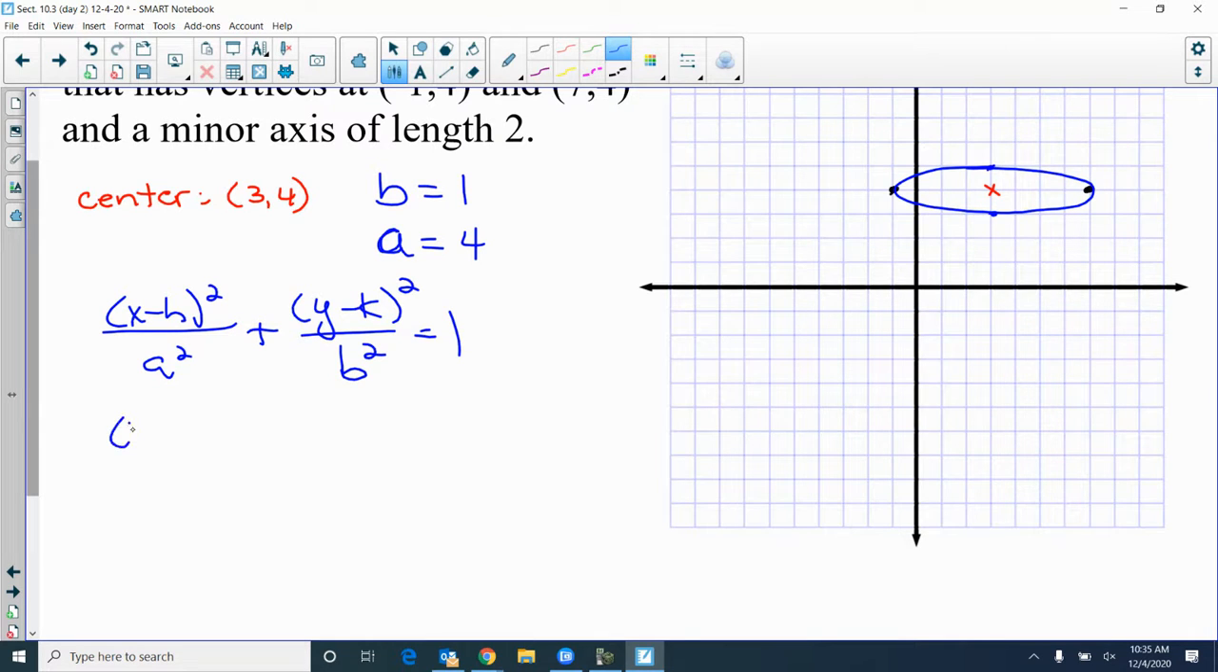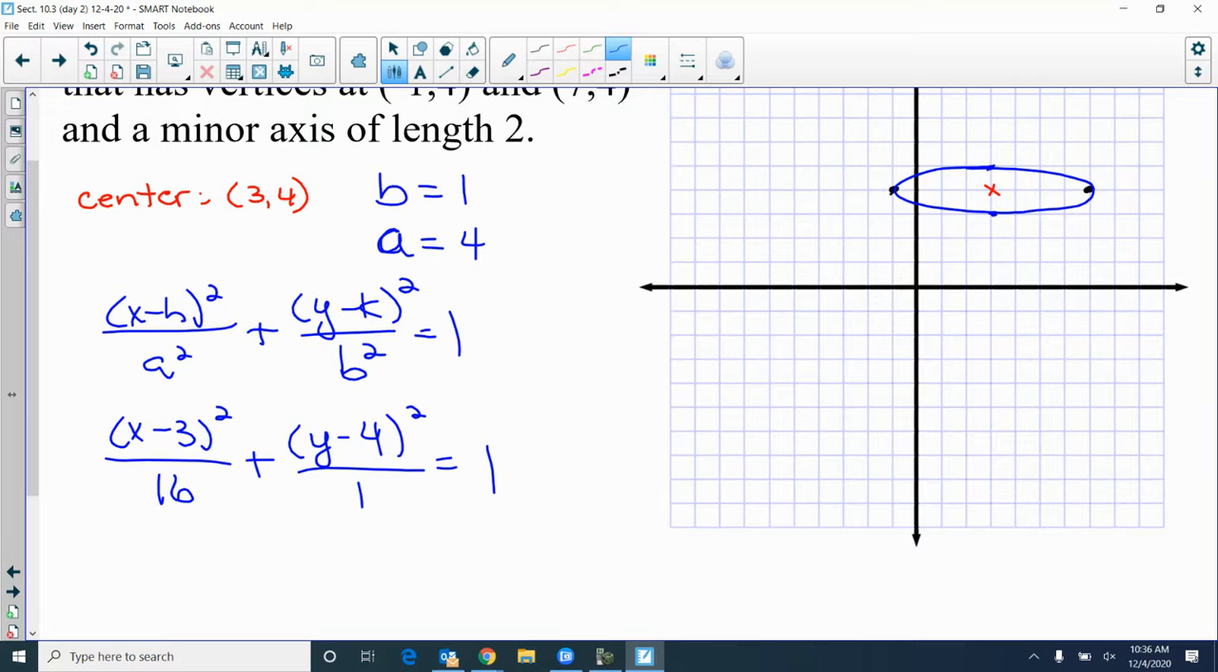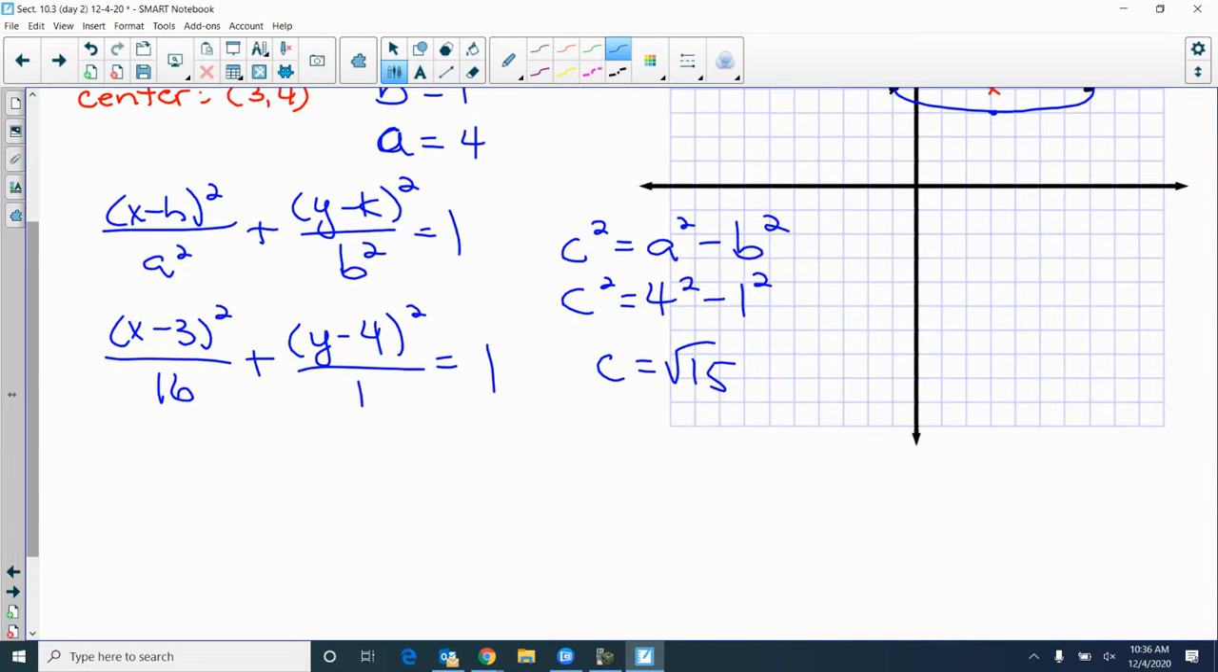So it's going to be (x minus 3) squared over a squared, which gives me 16, plus (y minus 4) squared over 1 squared. Make sure you make that a 1, equals 1. And I did ask for the foci. So what's my c value? How do I find that? You put a squared and b squared together. And what does it give me? 15. Make sure it's a squared minus b squared. You did it right. So 4 squared minus 1 squared, and we do get c equals the square root of 15.